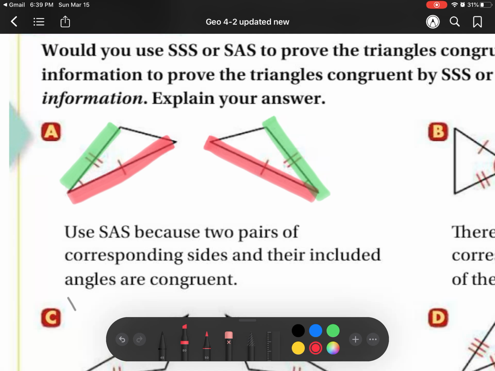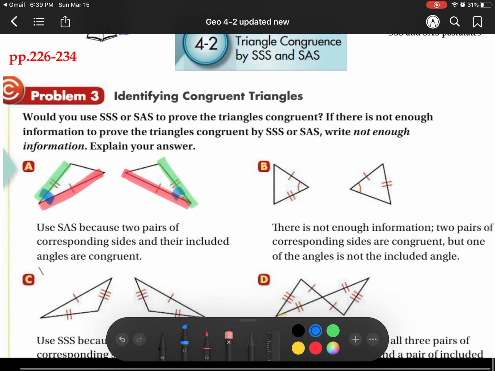This side is congruent with this side. I have two sides. Do I have any mark on the third side? No. Do I have any given angles? Yes. So the angles are between the two sides? Yes. This angle is congruent with this angle. So I can say use SAS because two pairs of corresponding sides and their included angles are congruent.